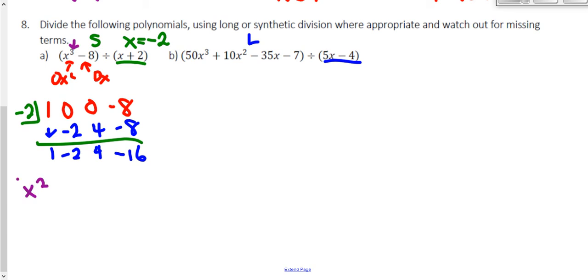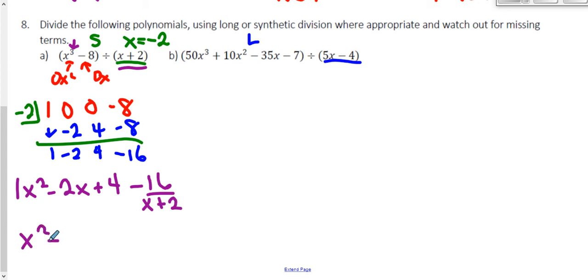The minus 2 is going to be the coefficient of x to the first power. The 4 is going to be the coefficient of x to the 0, which is my constant. And the minus 16 is going to be my remainder over my original denominator of x plus 2. Now, to avoid confusion, in class I told you can write that remainder, minus 2x plus 4, as plus negative 16 over x plus 2. Both of them I will accept.